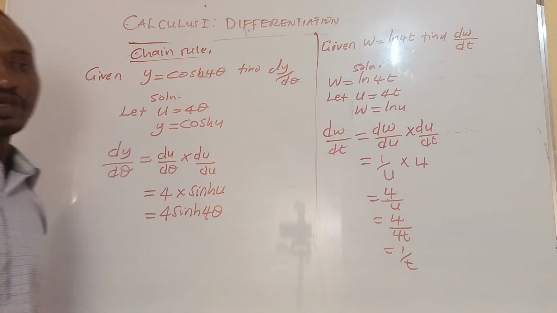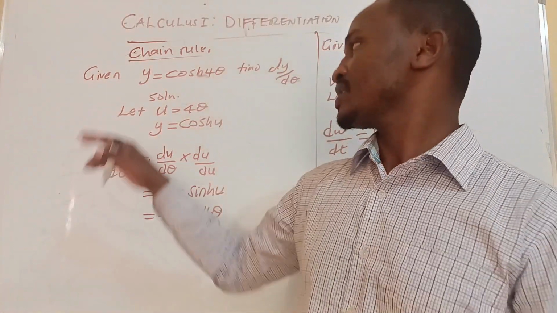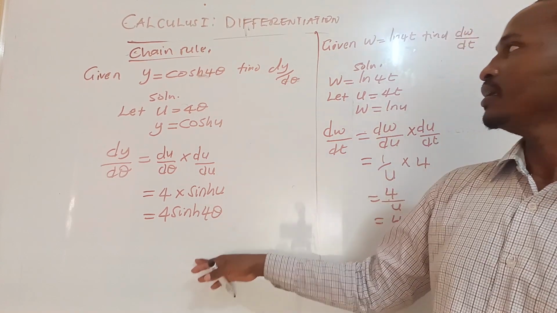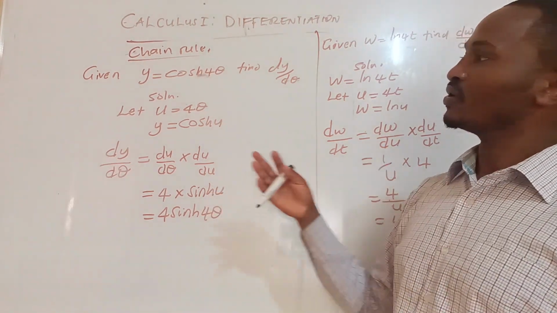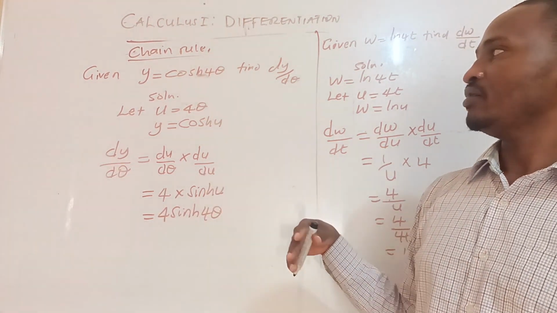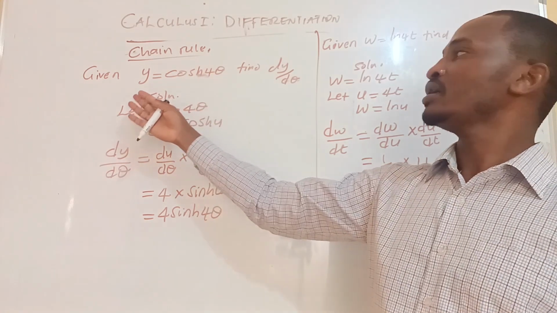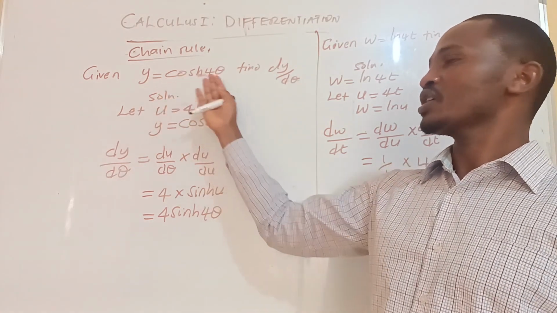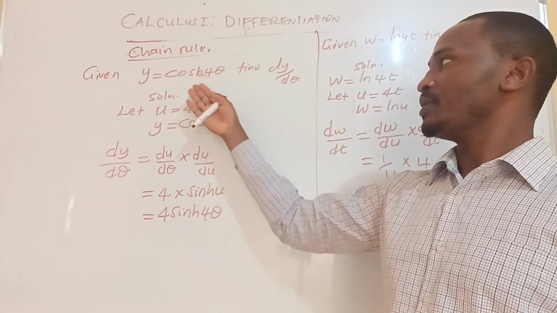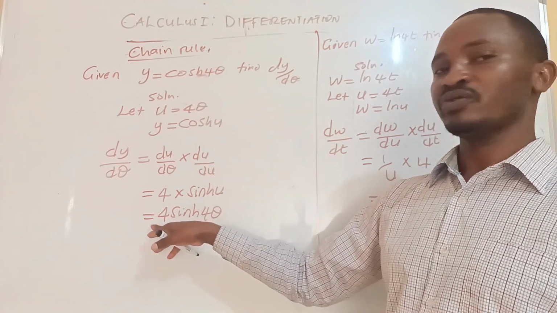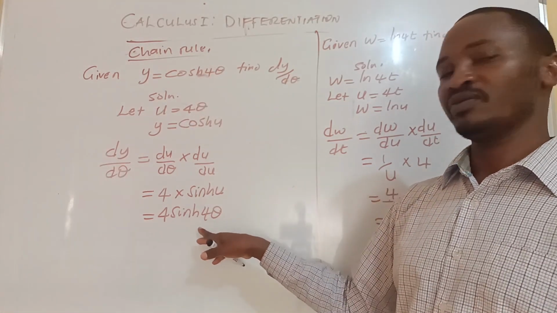Notice when you're dealing with the hyperbolic functions, there is no change in sign. For trigonometric, cosine will change to a negative sign. But for hyperbolic, the cosh function will remain. When you differentiate, the result will still have a positive. The hyperbolic sine will still have a positive.